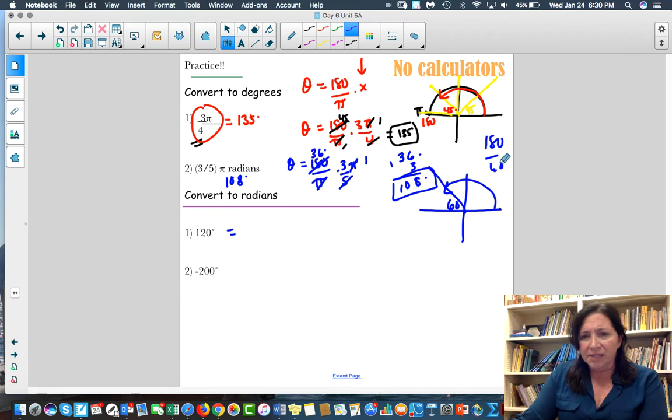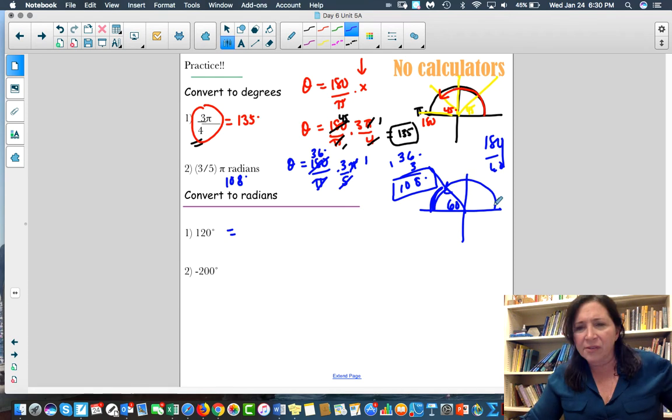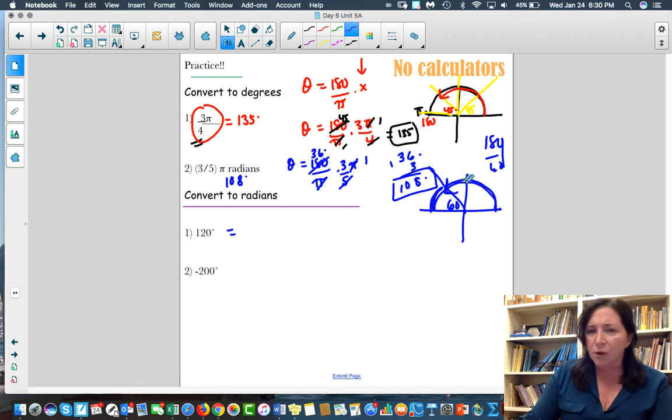180 divided by 60 in your head is 3. And so therefore, this distance from here to here is a third, which means that this distance from here to here is 2/3 of the way over. So this would be 2 pi over 3.